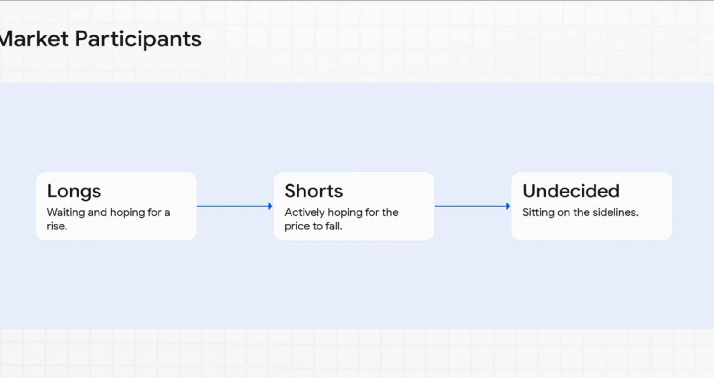First, you've got traders who are long, waiting and hoping for a rise. Second, you have traders who are short, actively hoping the price falls off a cliff. And third, you have those undecided, nervous participants just sitting on the sidelines, waiting for a safe place to jump in. When the price approaches a known level, all three of these groups spring into action. It's their collective emotions that actually create that bounce or rejection.